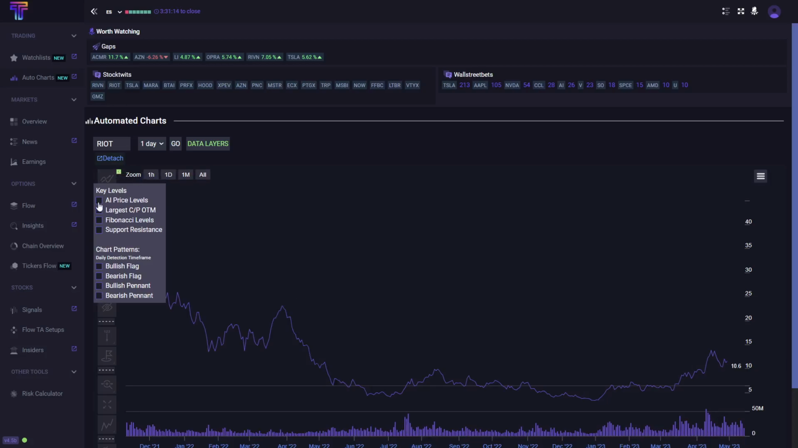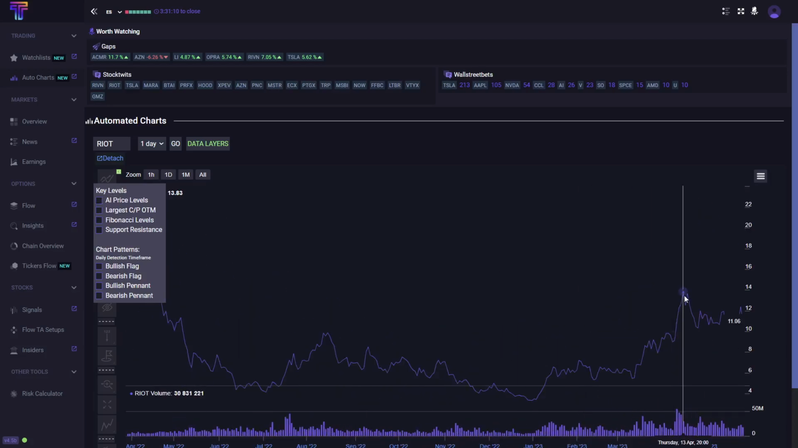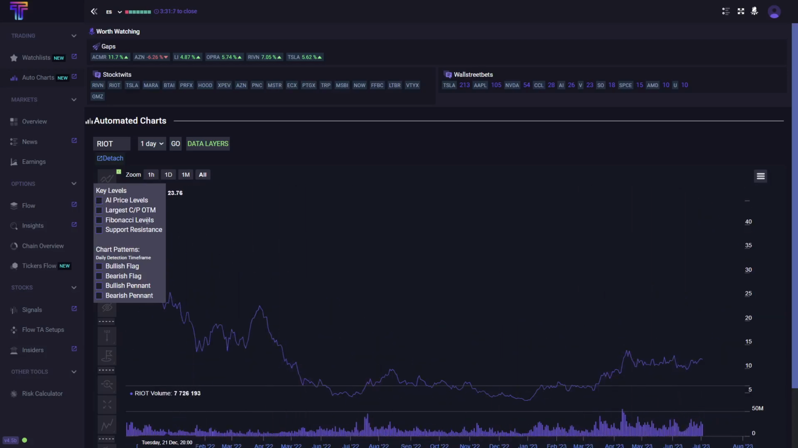All of this is based off AI and machine learning to give yourself a trading edge, because at the end of the day, we try to find ourselves the best edge to make a trade. So make sure you use key levels and chart patterns in your future trading endeavors.